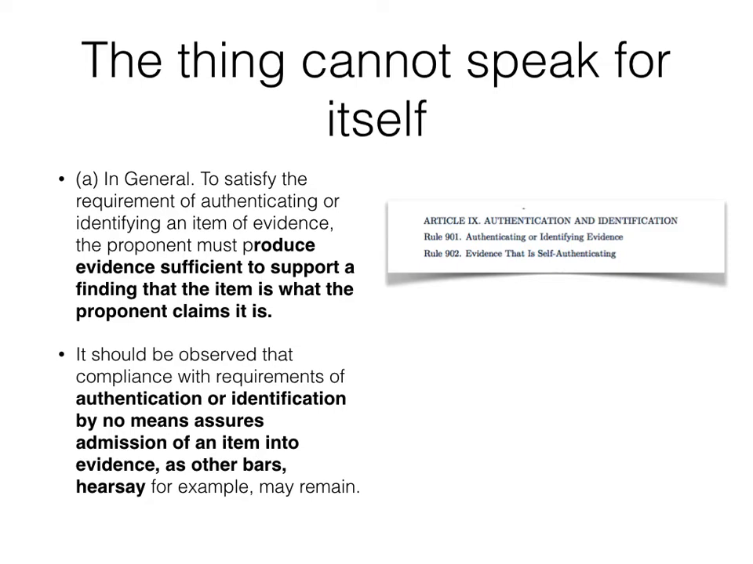Rule 901 and 902, the idea is this, right? The thing cannot speak for itself. So you have to be putting the evidence into play on one of two principles. Either you're saying that this thing is what it is, and you can prove it this way. So if you say, for example, and I'm using an example not from this class, but from your other classes.